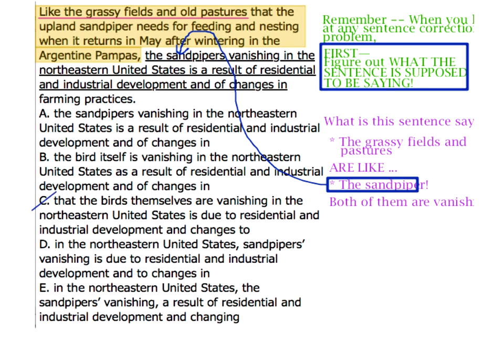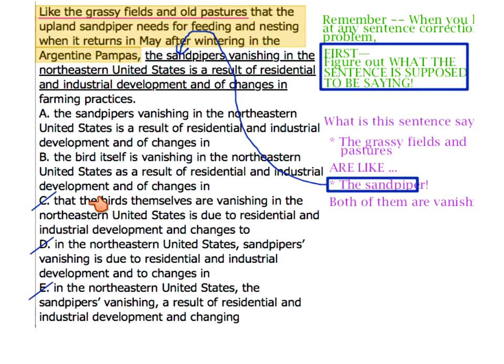For that, the birds themselves are vanishing is not the bird. In the northeastern United States, sandpiper is vanishing is not the bird. And then same problem with E. Remember that possessives are basically adjectives, right? So sandpiper is vanishing is like fast vanishing, slow vanishing. It's the vanishing. It's not the bird.